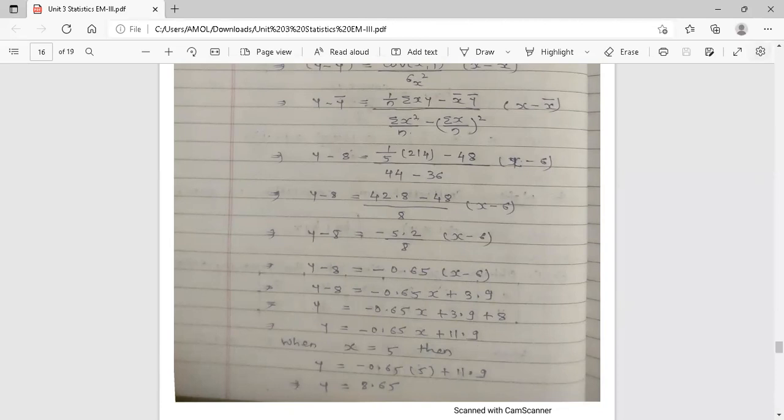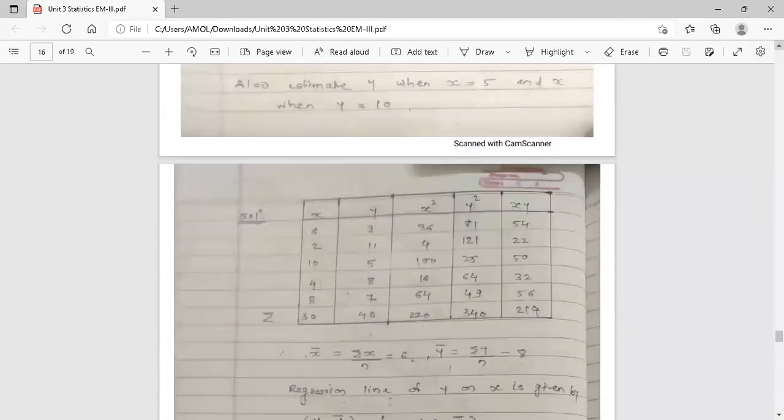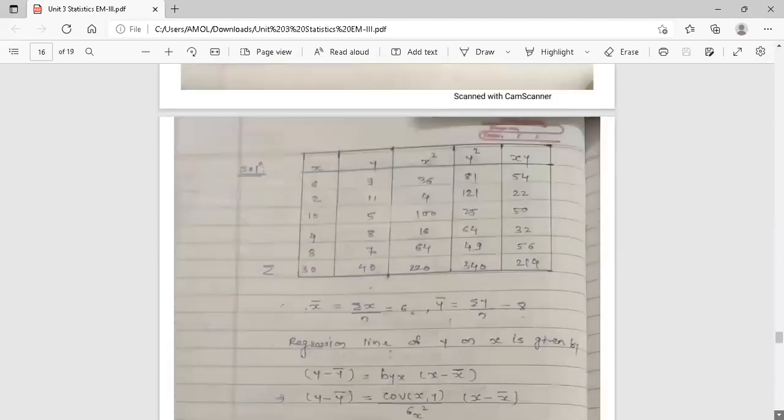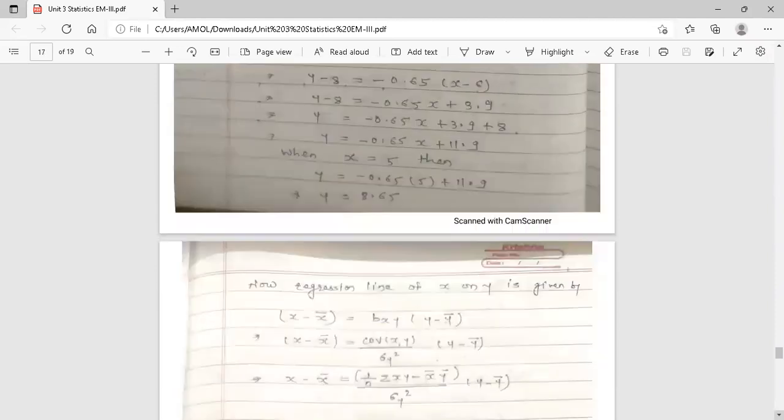Now the deduction is here. You find the value of y. Also estimate y when x is equal to 5. So put it in the regression line of y on x. Here put x is equal to 5. If we put x is equal to 5, then this is the value of y, 8.65. So this is the deduction, and this is the regression line of y on x.